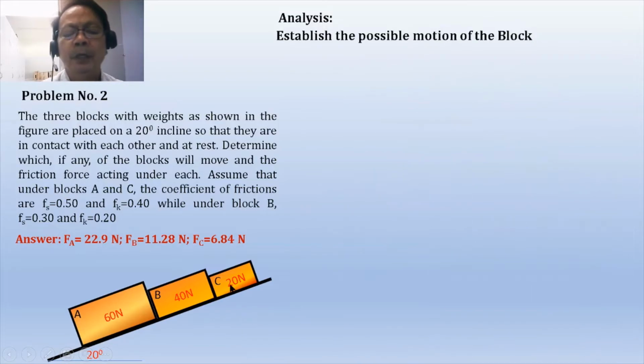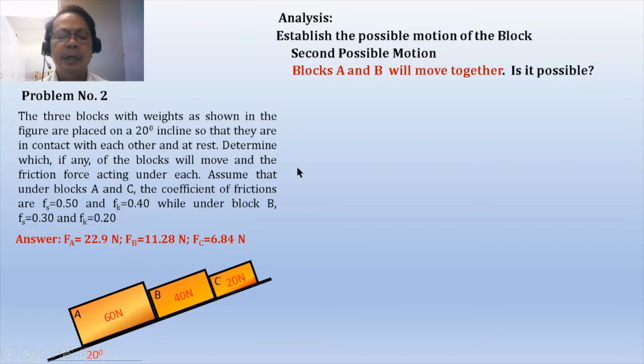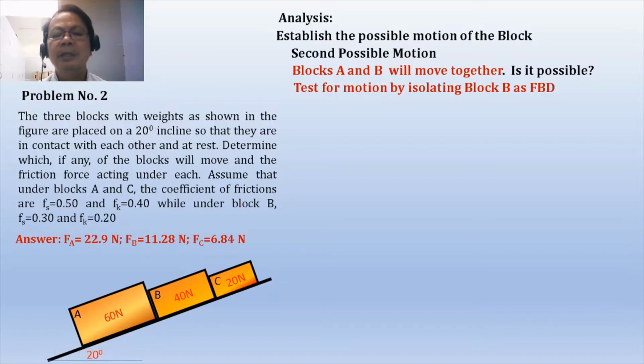Pero itong tanong, ano yung second possible motion? Dahil above A ay merong B, pwede namang itulak nitong B si A. So, there is a possibility also that both blocks A and B will move together. Pero ang tanong ay, possible ba yon? How do we know that they will be moving? We can test for the motion if we isolate block B as FBD. Kasi alamin muna natin kung block B alone will be moving down the plane kung sakaling walang A sa ilalim niya.